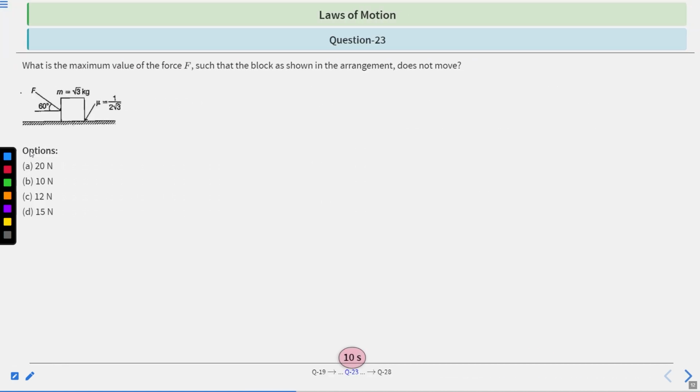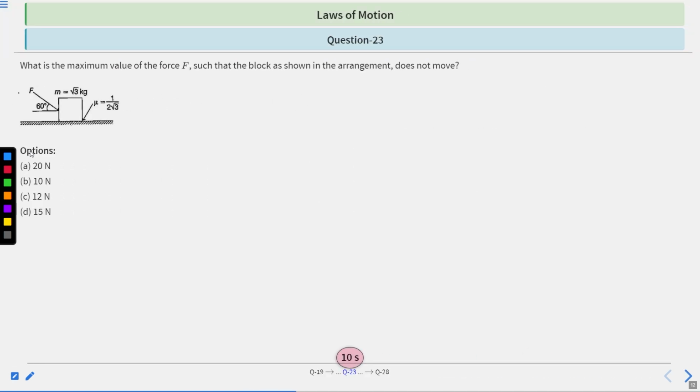Next question. Question 23. What is the maximum value of the force F such that the block as shown in the arrangement does not move? Read the question carefully. Option A is 20 Newton, option B 10 Newton, option C 12 Newton and option D 15 Newton. You have 10 seconds to solve this question. After that we will provide the solution.